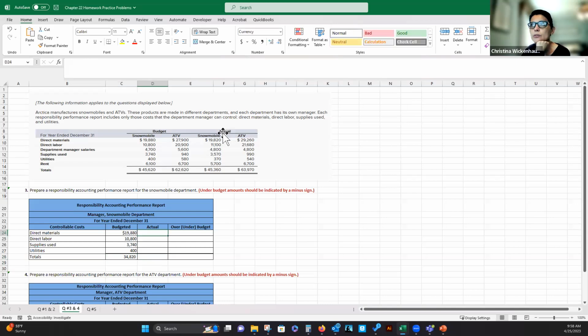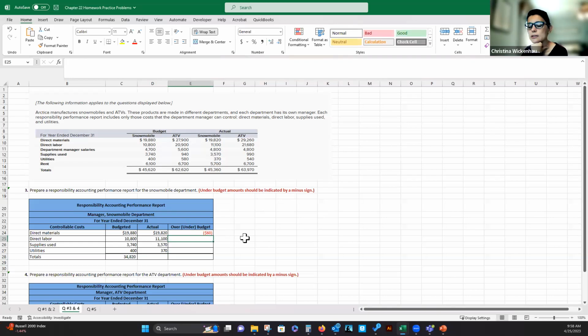Now we're going to put in our actual. So this section has the actual, and we're looking at snowmobile. So the actual was 19,820. Direct labor was 11,100. Supplies used was 3570. And utilities was 370. So if they're under budget amounts, they want to be indicated by a minus sign. So we're going to take the actual minus the budgeted. So we did come in under budget.